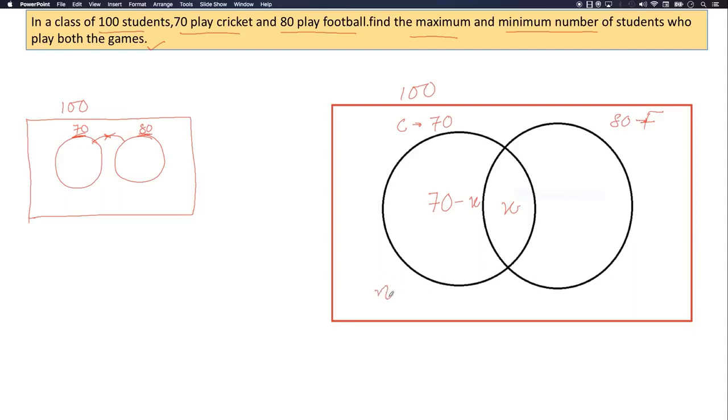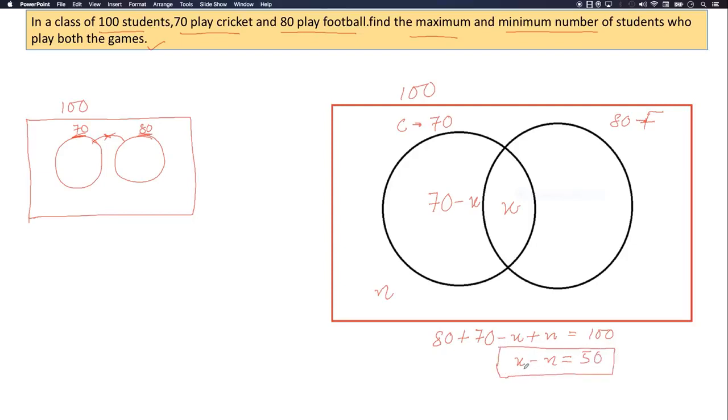So now by using this Venn diagram, can we write this as 80, this as 70 minus x, and this as n, equals how much? 100. Now, x minus n would equal 50. This is the equation that we have got.